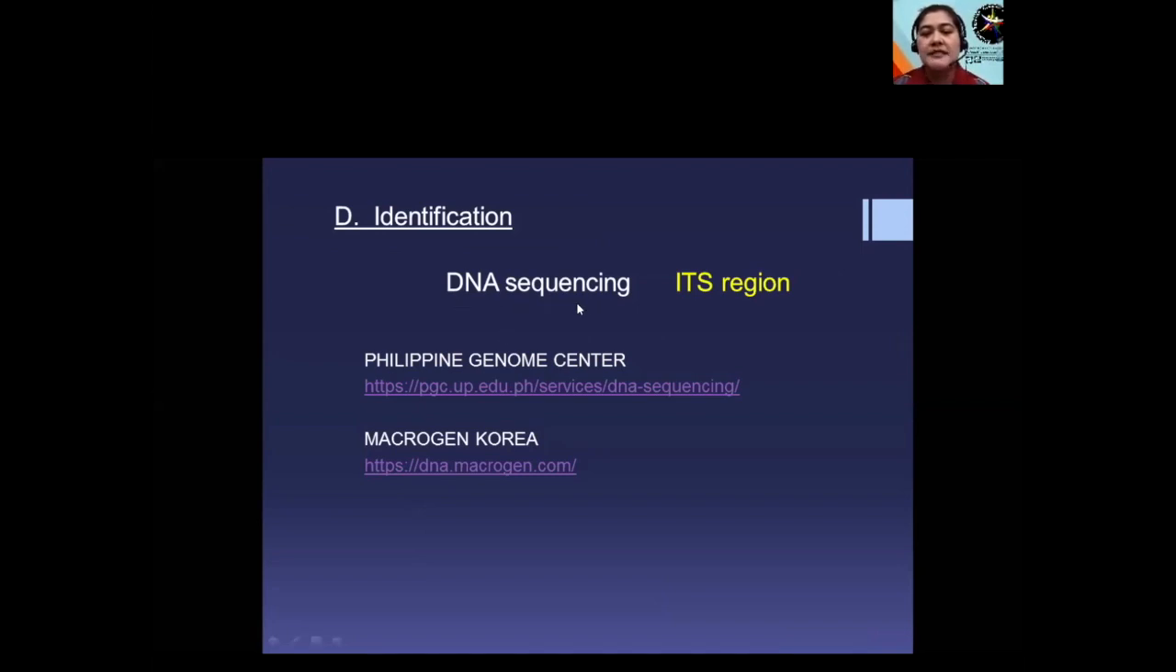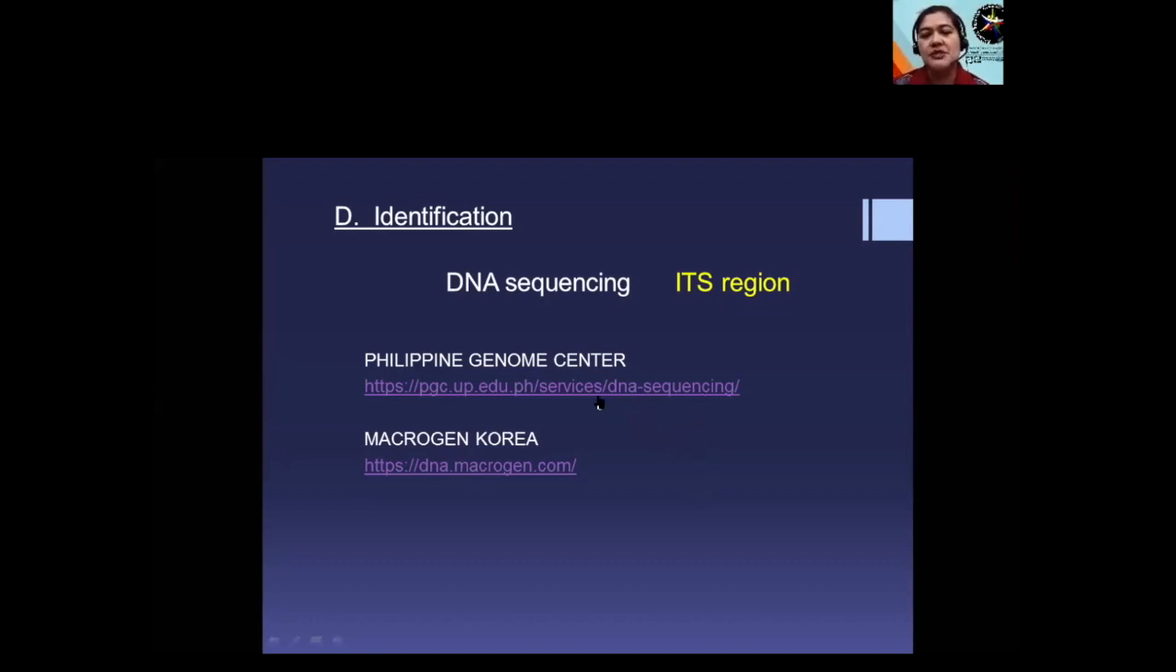Okay? I suggest that you email these two websites. You have the Philippine Genome Center and Macrogen Korea. I'm not really updated with how much ang DNA sequencing nila. Pero nung last na ginawa ko po ito, nasa 300 to 350 pesos per sample po yun. Per sample. Okay? So, ang gagawin nyo po, email nyo sila and you make an appointment.